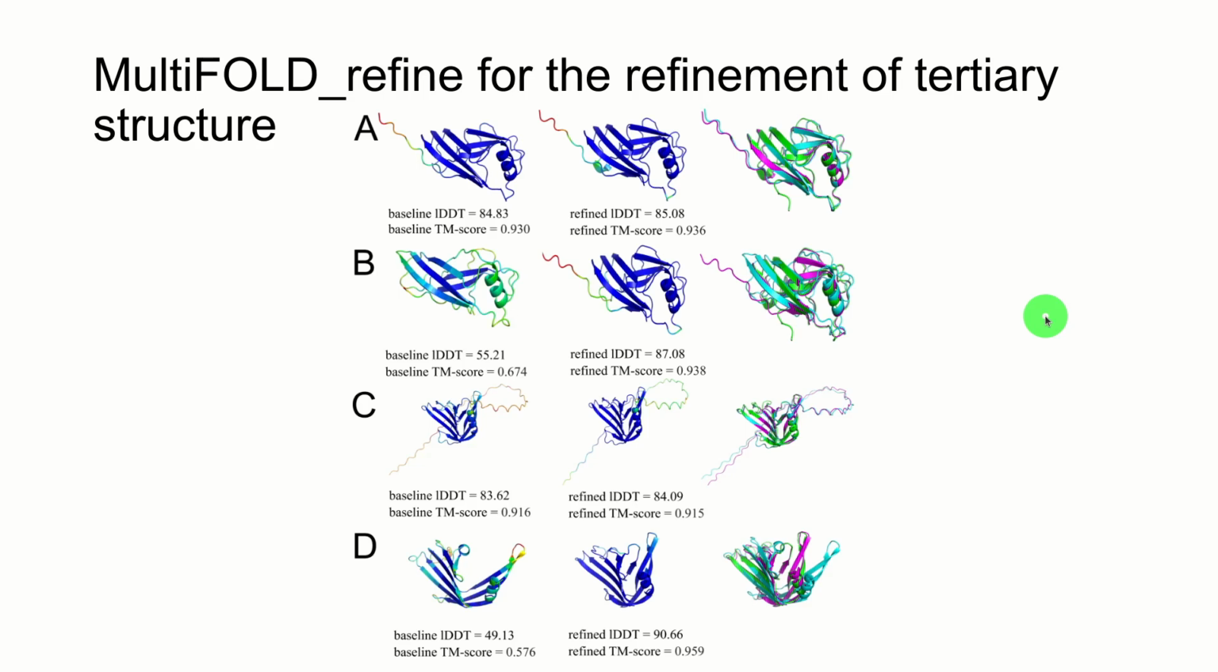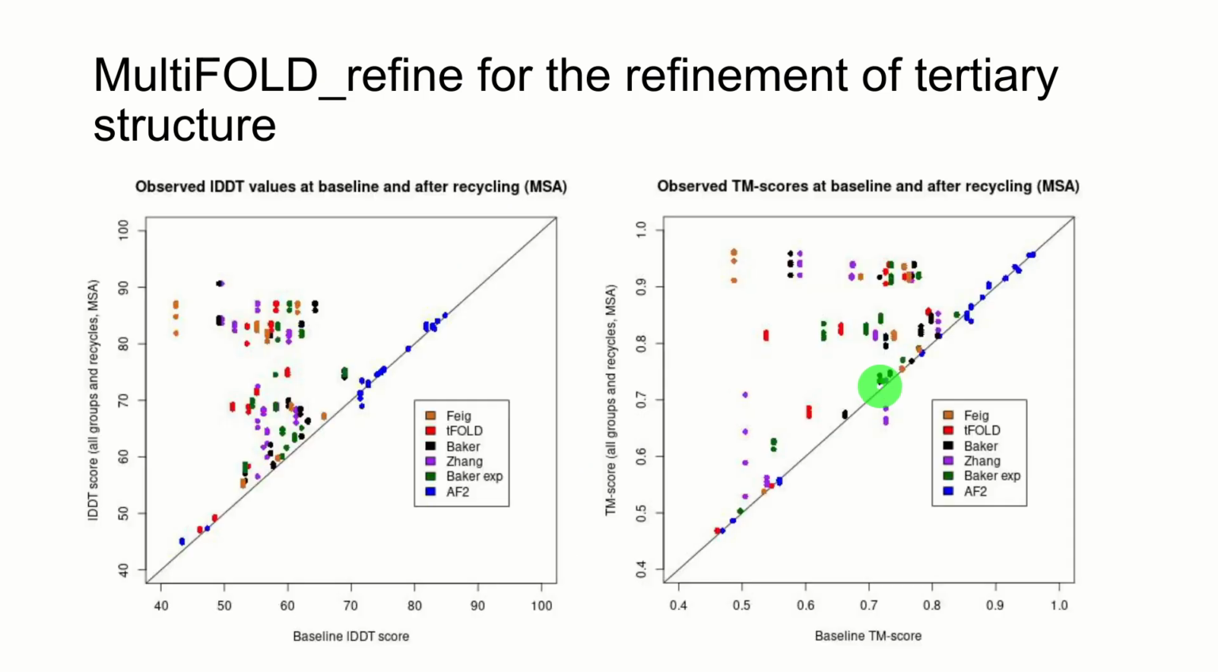We also refined CASP14 single-chain targets using the MultiFOLD refine method. The predictions were significantly improved according to lDDT and TM score, while ReFOLD showed significant improvement according to MolProbity score. As in this figure, MultiFOLD refine managed to provide better predictions than the baseline methods according to lDDT and TM score. Baseline methods, I mean the templates we use to feed the AlphaFold2 neural network.